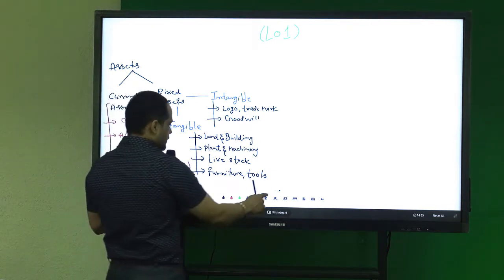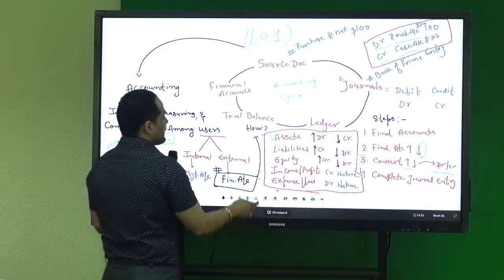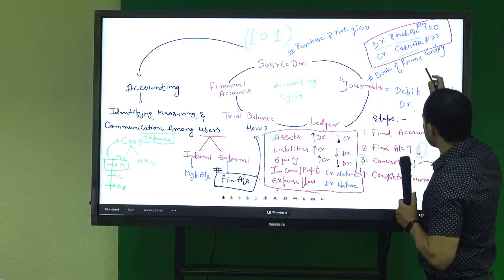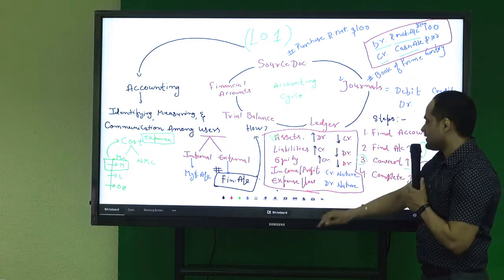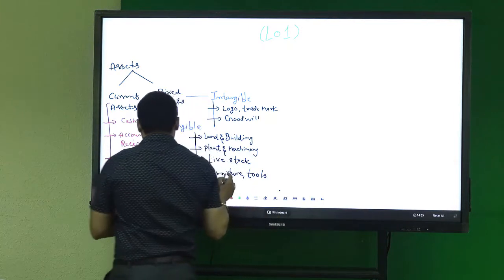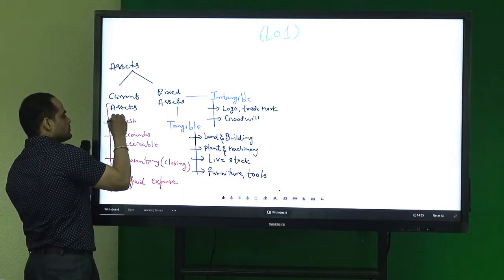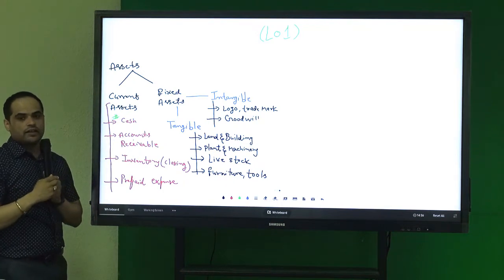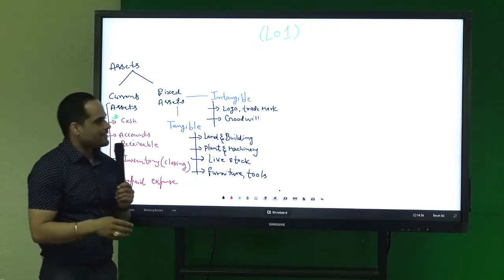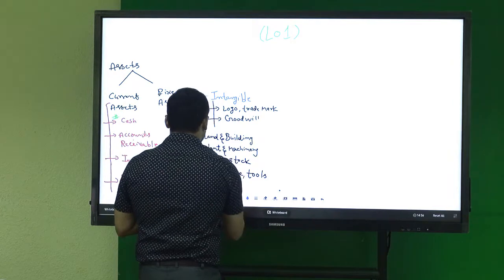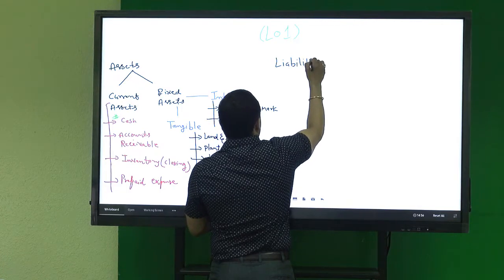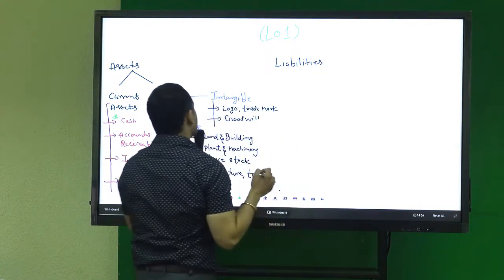I'm going to go back here. So as I said, cash is an asset, all right? Cash is an asset here. So that's why when cash decreases, cash will be credited. So that is the asset. Now we move on to the liabilities.